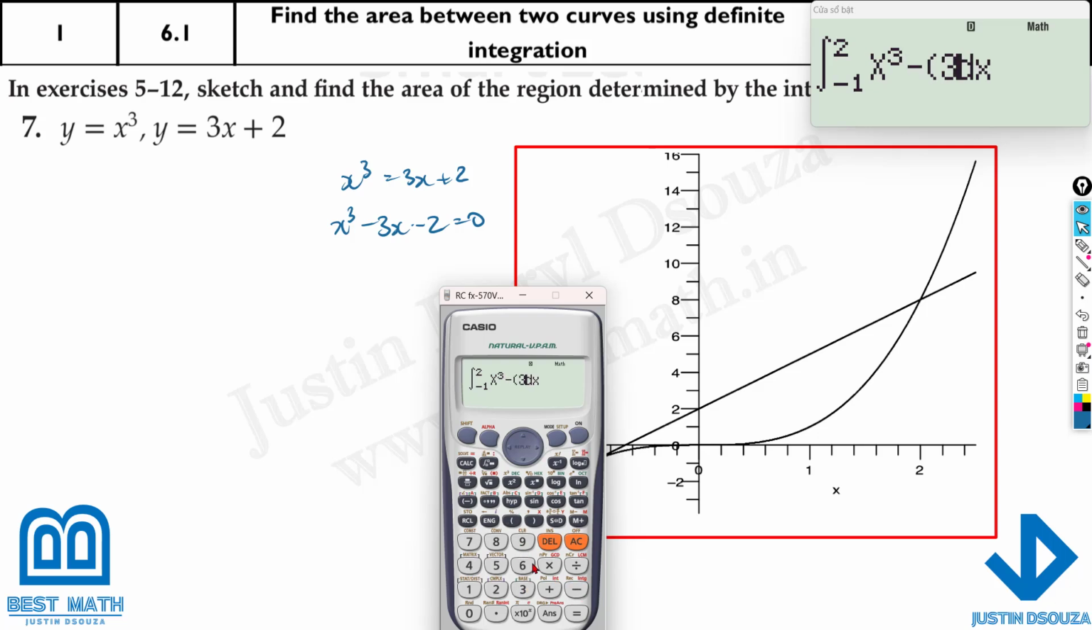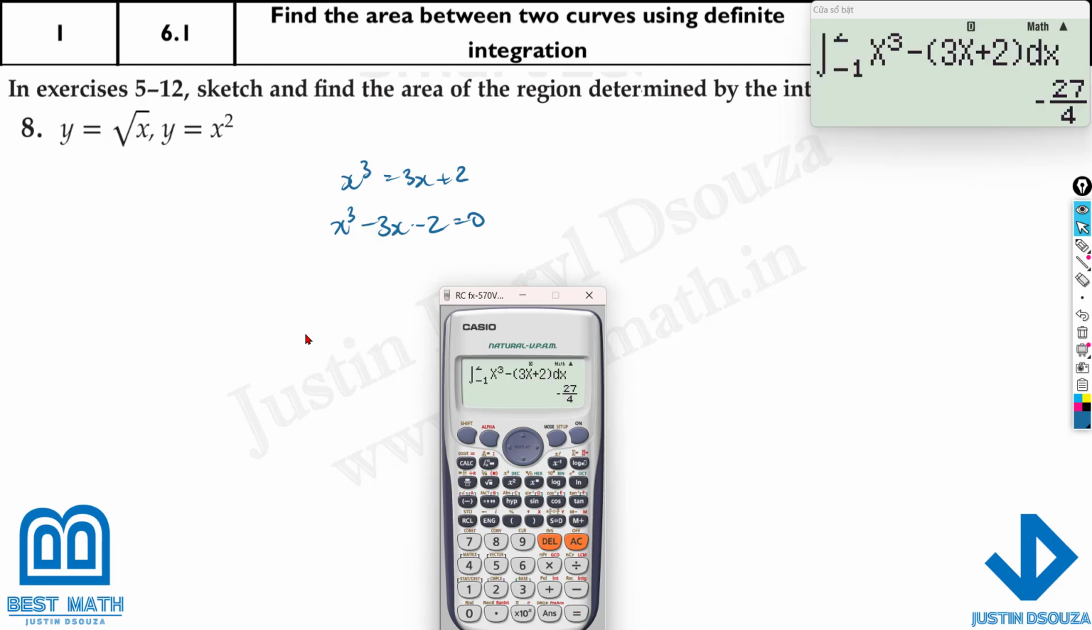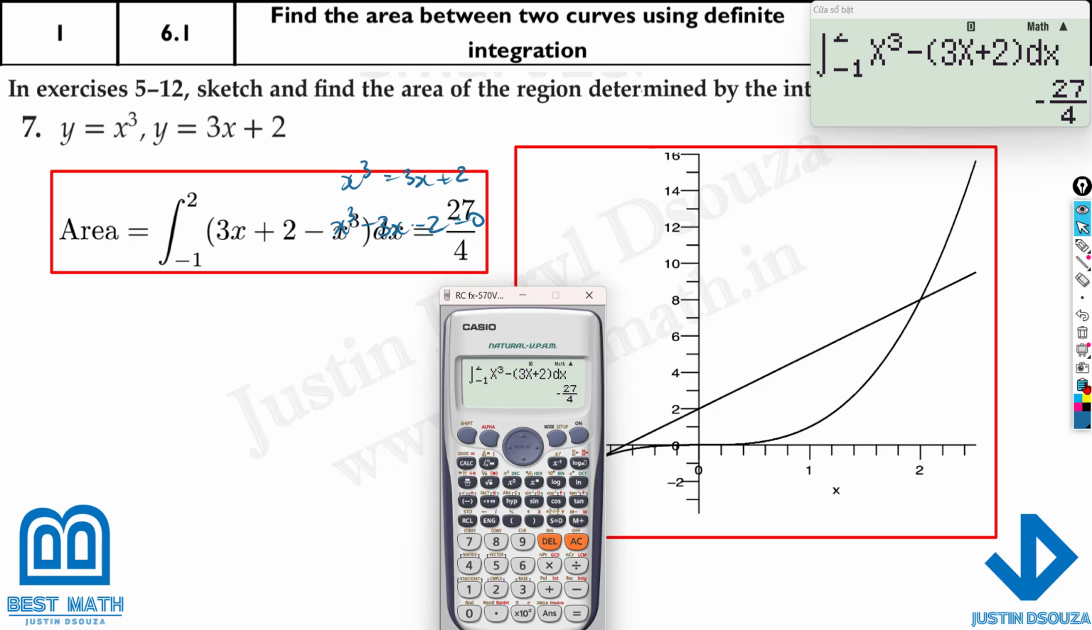Minus 3x plus 2. Now here, if you had not written the bracket, what happens is only 3x becomes minus. Then this will be positive 2, which is wrong. If you multiply the minus, it's minus 3x minus 2. So brackets are very important. So it's minus 27 by 4. See, the answer is 27 by 4. Why did we get it wrong? Because we have chosen this wrongly.